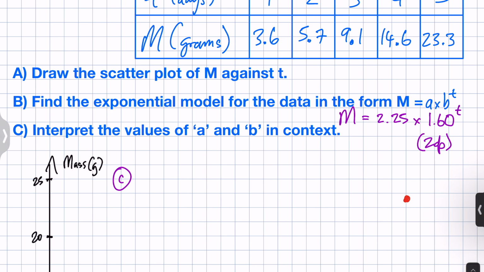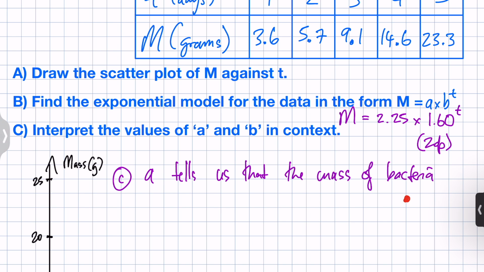According to that model there, what was the starting mass of bacteria? Which of those two numbers, 2.25 or 1.6, tells me what it started at? Good. Yes, exactly. So the interpretation of this is that A tells us that the mass of bacteria started at 2.25 grams.